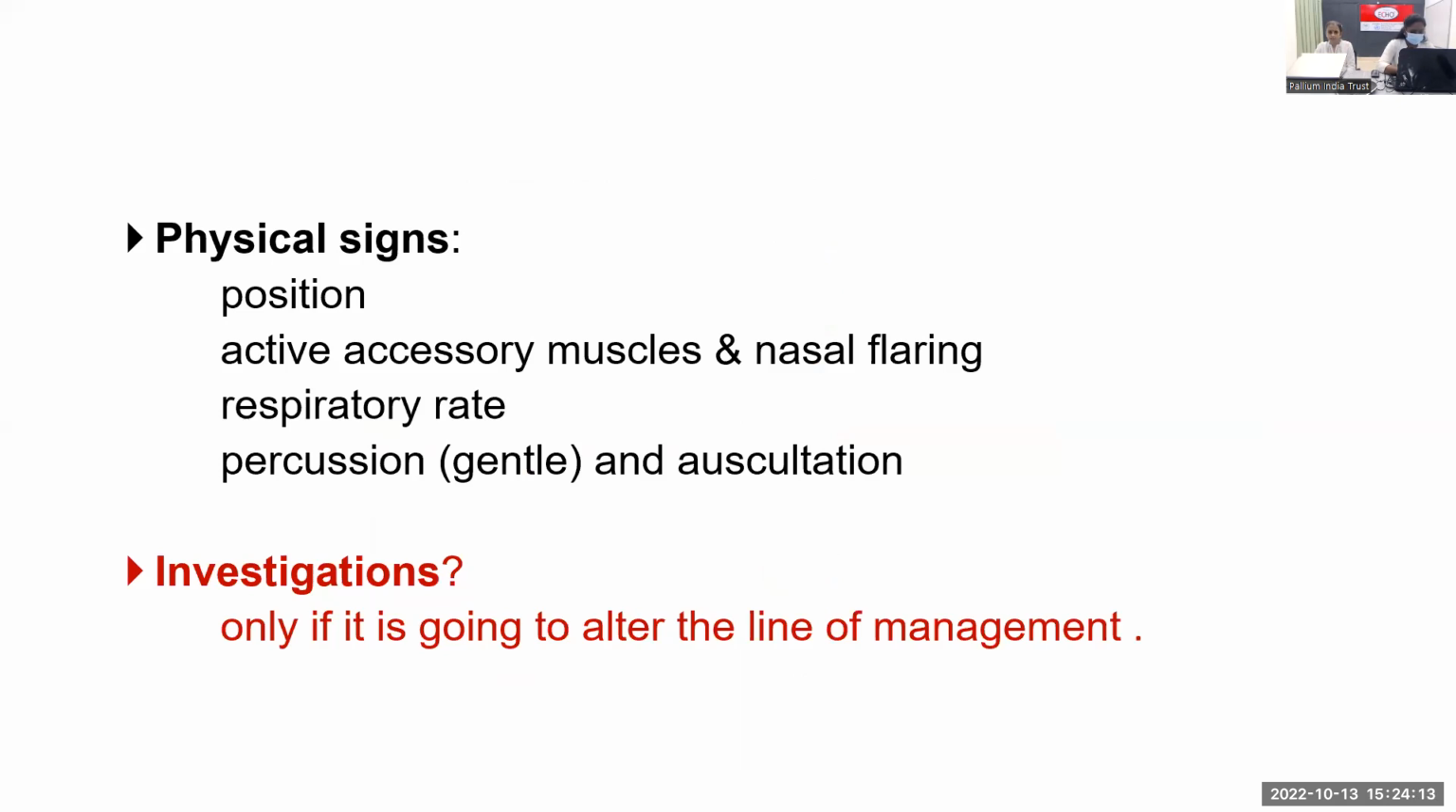So what are the physical signs? When you examine with your eyes, you have to position the patient and see how the chest is moving, see whether the trachea is normal or deviated to one side. So these are all very important. Check whether their accessory muscles are moving, whether they're struggling for breath. Check whether there is nasal flaring. Check the respiratory rate, and do gentle percussion and auscultation. And if you think an investigation is needed, which is going to change your treatment plan, then you can think about it.